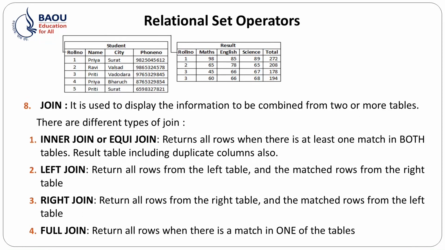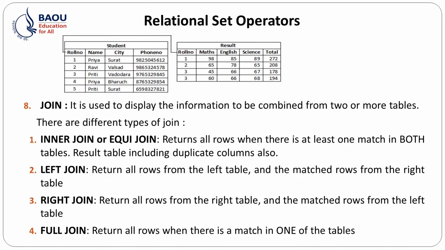Now the left join. Left join means return all the rows from the left table and the matching rows from the right table. So here the first table contains records 1, 2, 3, 4 and 5, so the left join displays all the records of the student table.